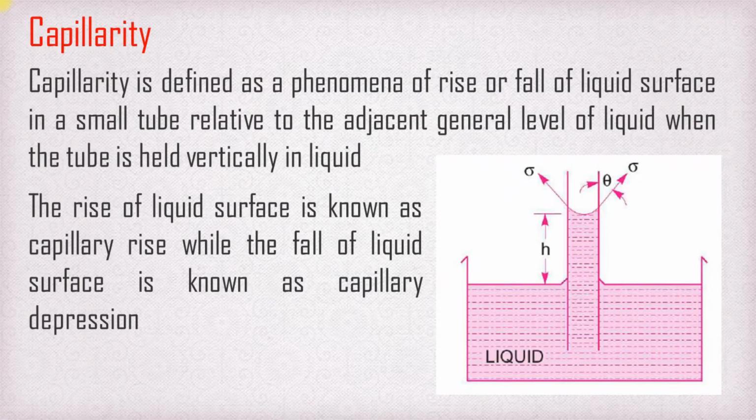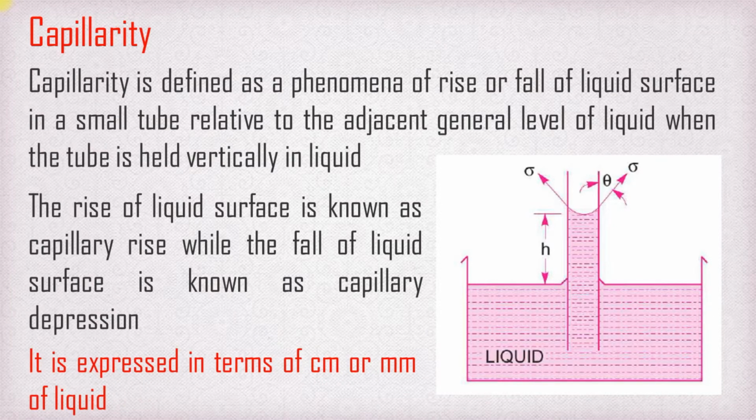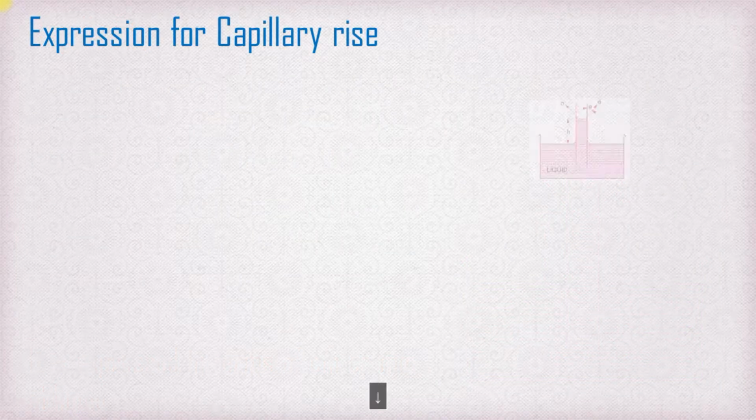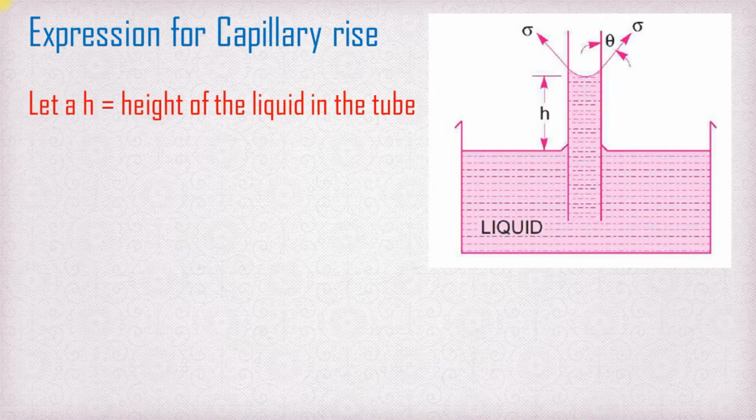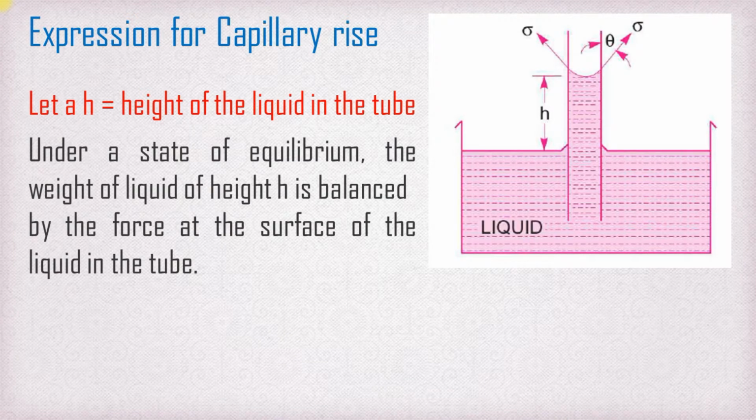It is expressed in terms of centimeter or mm of liquid, and its value depends upon the specific weight of liquid, diameter of the tube, and surface tension of the liquid. Now we will derive the equation for capillary rise. Consider a small tube of diameter d open at both ends, inserted in a liquid, say water. Here you can see that the liquid will rise in the tube above the level of the liquid.